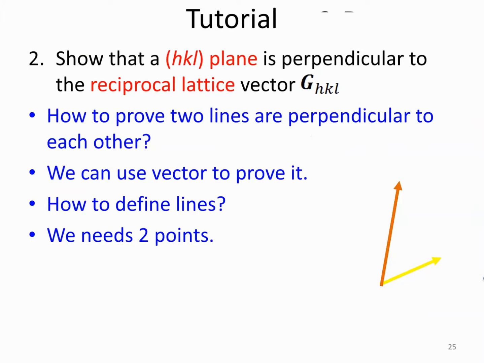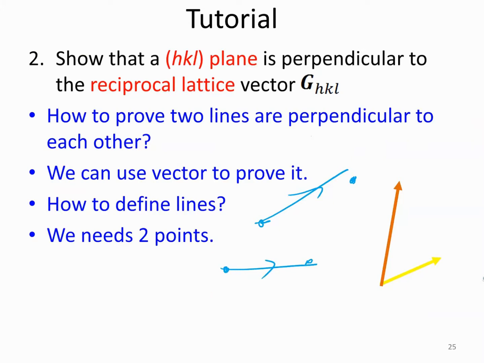Okay, in order to answer this question, you need to know how to prove 2 lines are perpendicular to each other. We can use the vector to prove it. And how to define a line? For a line, you basically need at least 2 points. Whenever you have 2 points, then you can define it as a line.